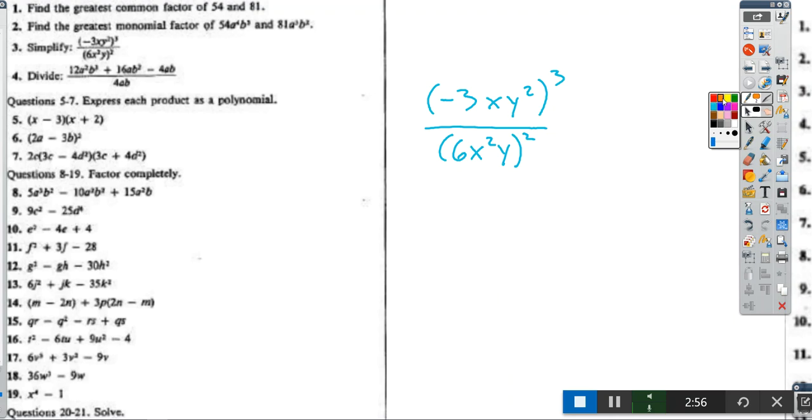All right, so first thing I need to do is use my rules of exponents. So negative 3 to the third is negative 3 times negative 3 times negative 3. And 3 to the third is 27. Negative times negative is also a negative. So we have negative 27. X to the first to the third power is x to the third. Y squared to the third power is y to the sixth. 6 squared is 36. X squared squared is x to the fourth. Y squared is y squared.